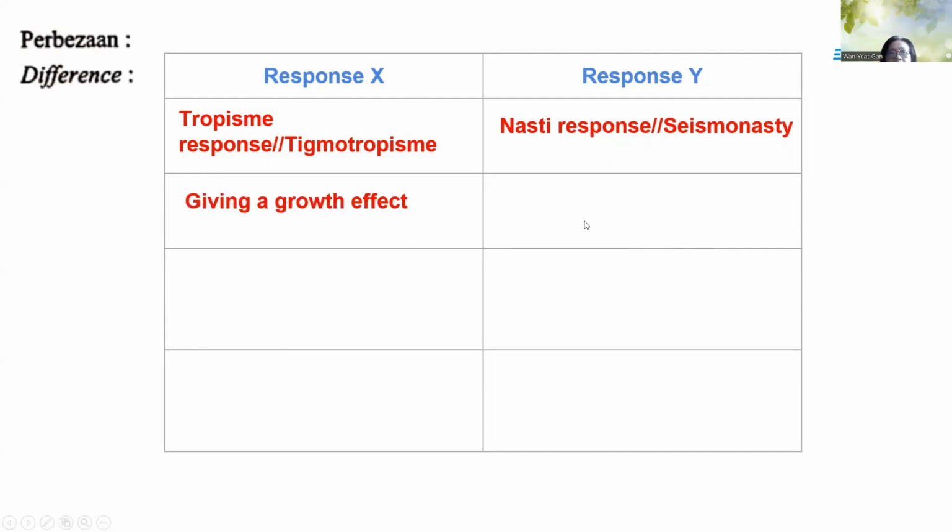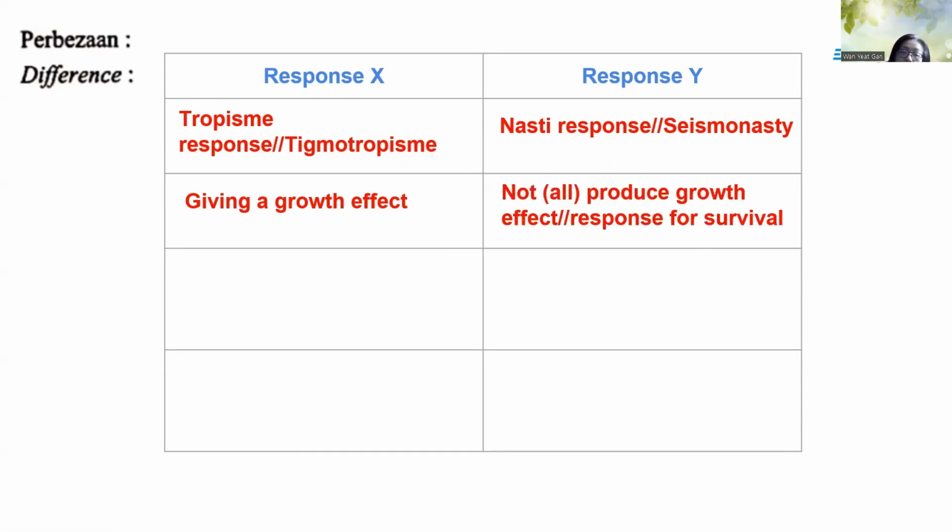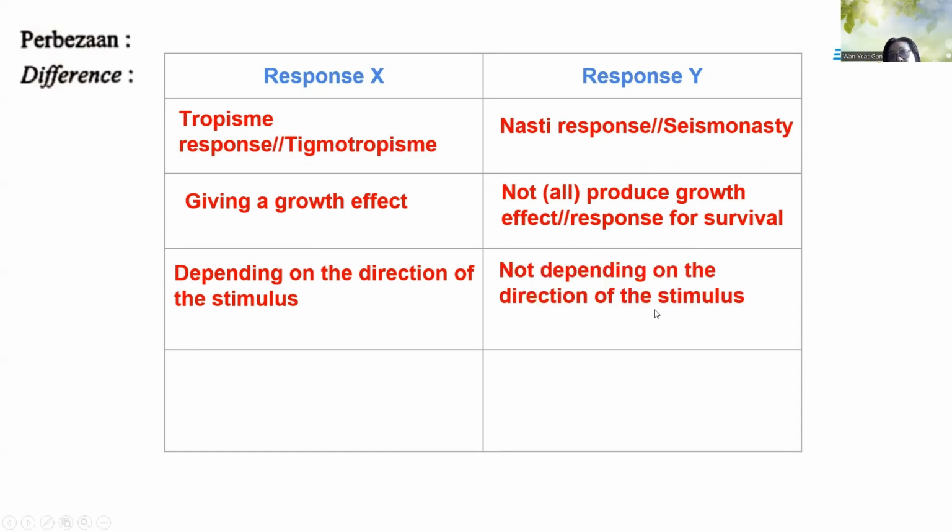Okay, response X gives a growth effect. That means the plant will grow, whereas response Y does not produce a growth response. It's more for survival. Depending on the direction of the stimulus, that means when it touches, it will grow towards that direction of the stimulus. Whereas for seismonastic like Mimosa pudica, you can touch and it will just close. It does not depend on the direction in which you touch.